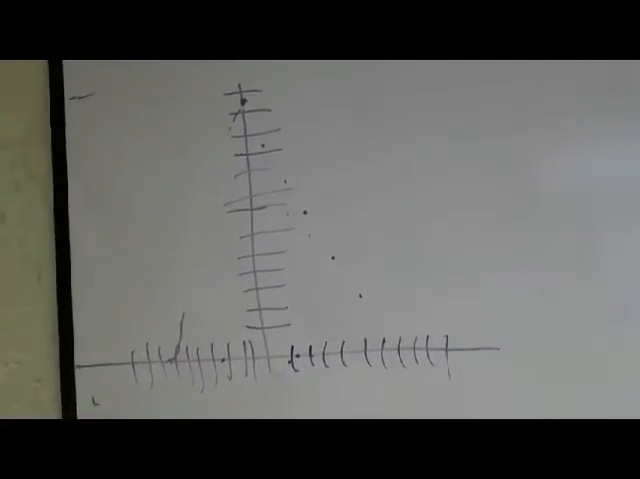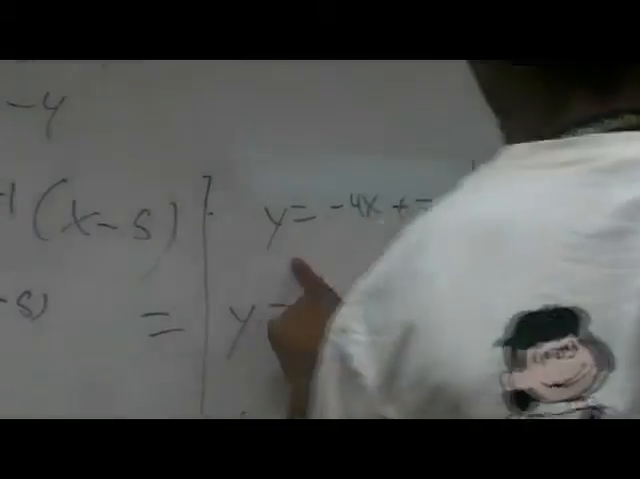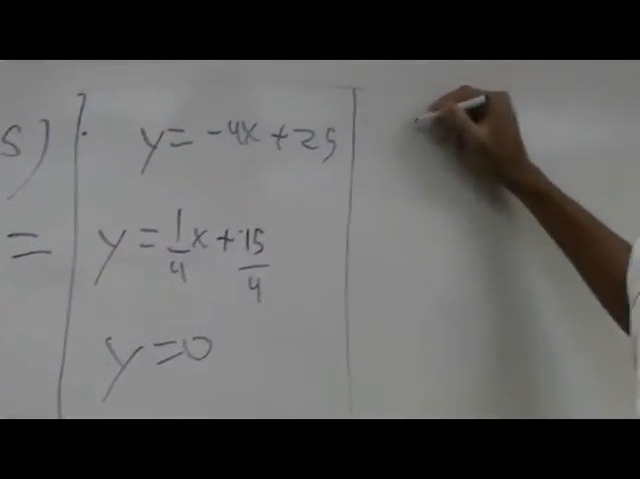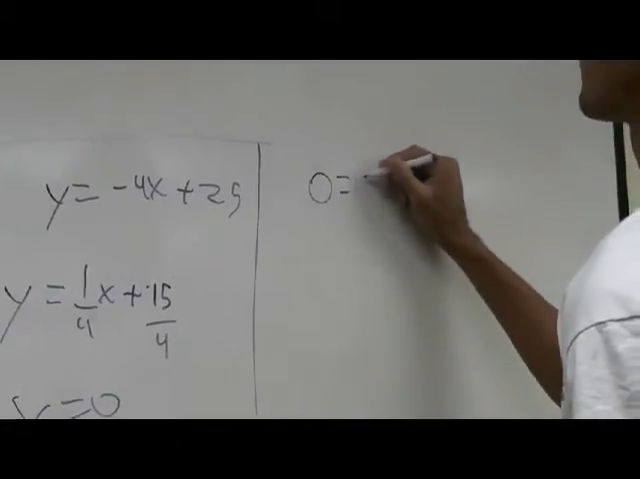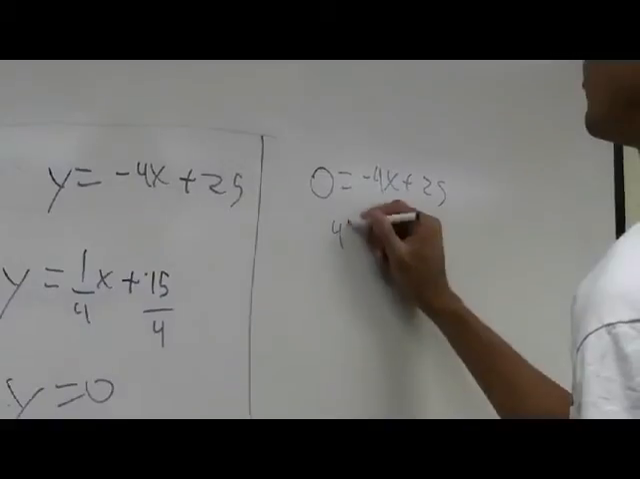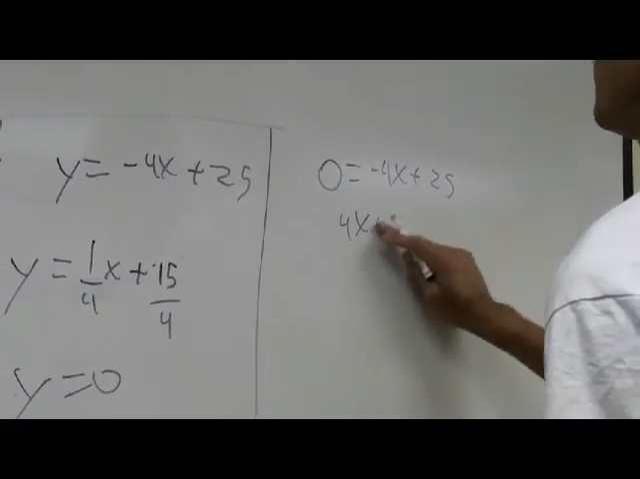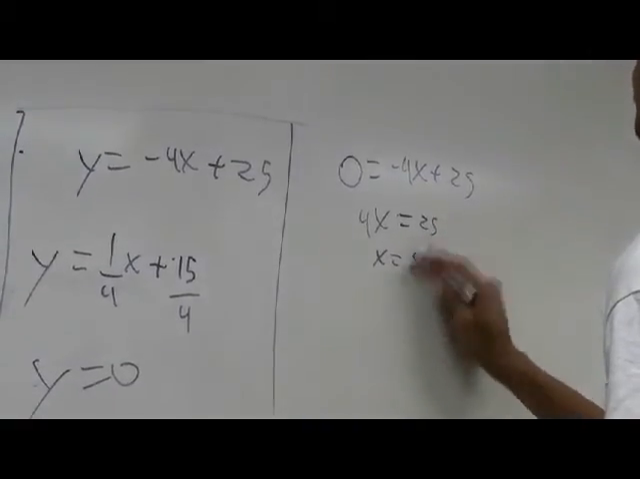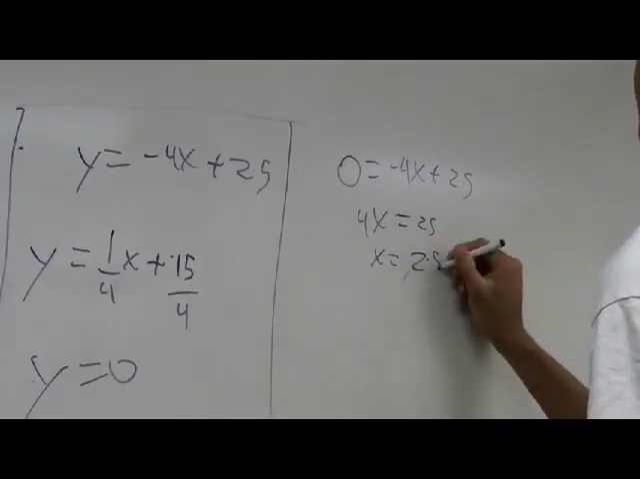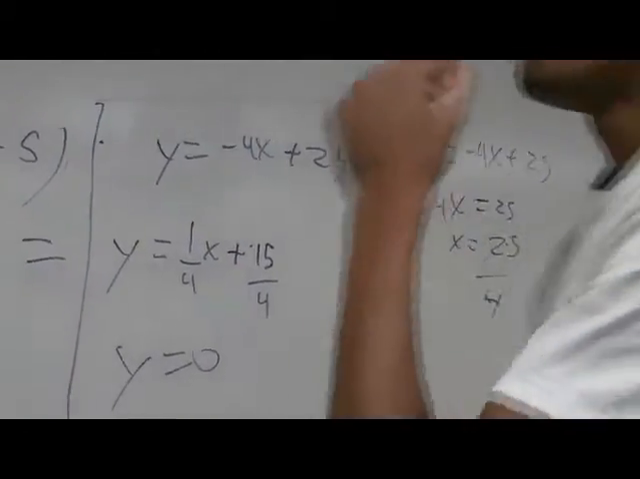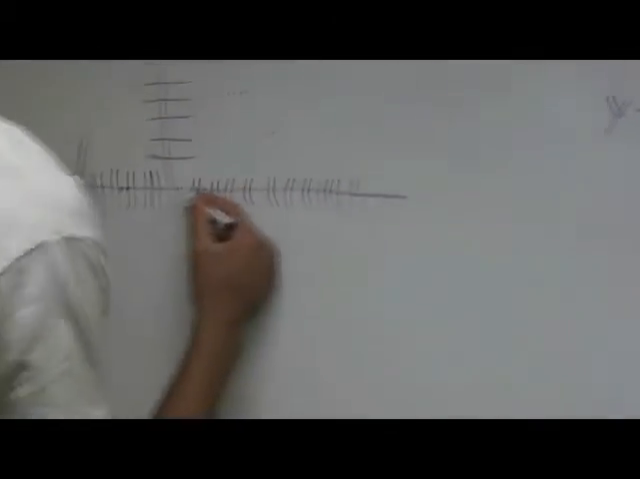And if we come back over here, for our x-intercept, if we plug in y as 0, so 0 equals negative 4x plus 25, x is going to be equal to 25 over 4, which is basically 4 1/4.